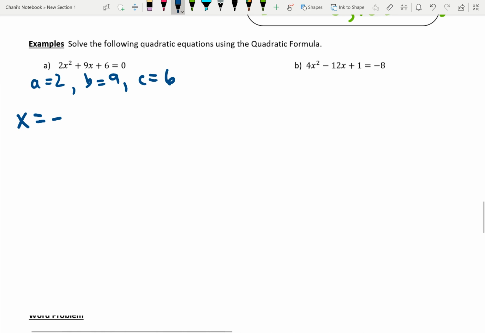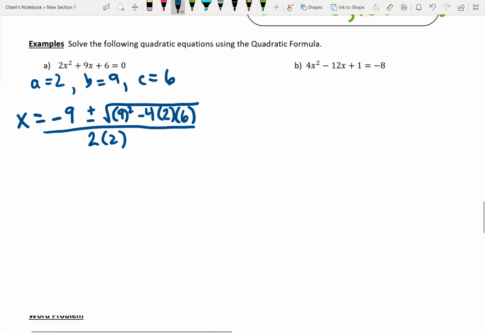So x equals negative b, so negative 9, plus or minus the square root of b squared, so 9 squared, minus 4 times a, which is 2, times c, which is 6, all over 2a, so 2 times 2. Okay, now I'm going to show you the best way to put this into your calculator. The best way is to just find what's under the square root first. So put in 9 squared minus 4 times 2 times 6 so that you get the discriminant. Okay, notice it's 33. It's a positive number, so we will have 2 solutions. And then simplify the denominator.